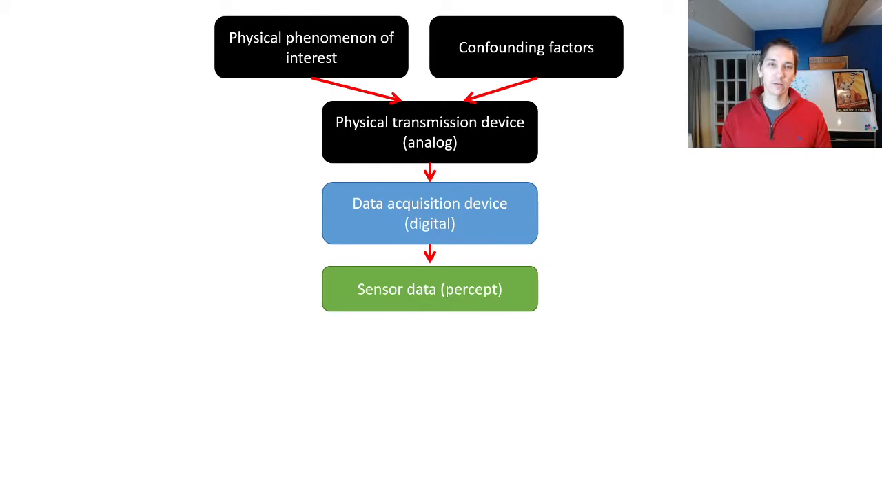So the general way that we can think about sensing and perception is that the top few blocks here involve sensing. There's some sort of physical phenomenon of interest, as well as potentially confounding factors, driving the physics of some sort of acquisition device, the actual sensor. Then there's a physical transmission to get those signals into some data acquisition device, which is digital. That is then input into our decision-making system, our robot's mind, if you will. So this is all essentially part of the sensing pipeline.